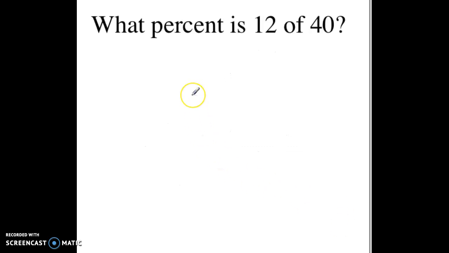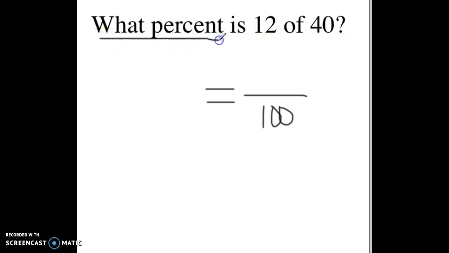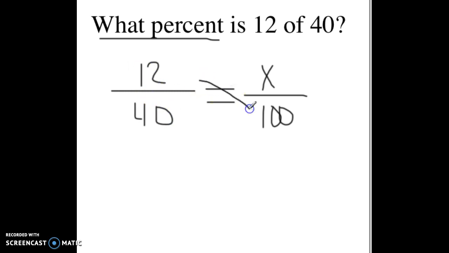Okay, let's try another one. This one's a little bit different, so we've got to pay close attention to it, but we're going to work it the same way. First thing I do is put my 100. Second thing I do is look for a percent. Well, this problem says what percent is 12 of 40? I don't see a percent sign anywhere, but I do see this, what percent. It's what we're trying to figure out, so I'm going to put an x there. On the other side, 40 is how much it's out of, or the total amount. 12 is the part.